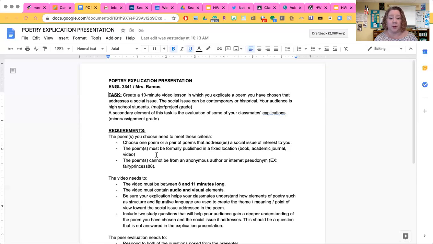So the requirements are here. Make sure that you pick a poem that has been formally published. It can be published in video form or book form, online, but it cannot be an anonymous poem, and I don't want it to be from an internet author, like an internet pseudonym. There are some websites where people self-publish their poetry, and that's cool, and I think that's a good thing, but it's not what we would call academic.